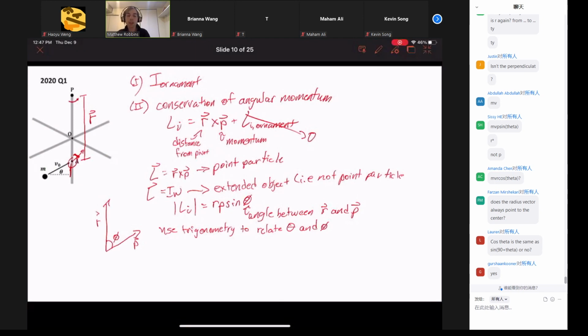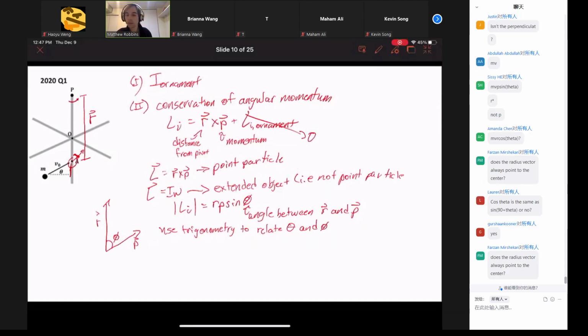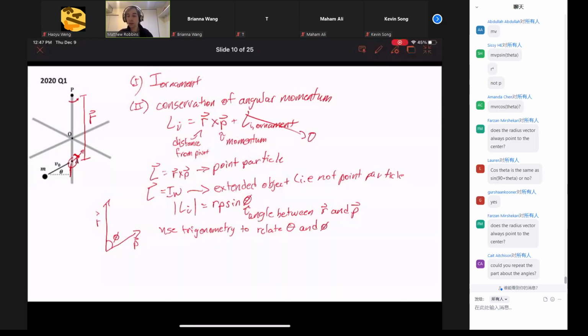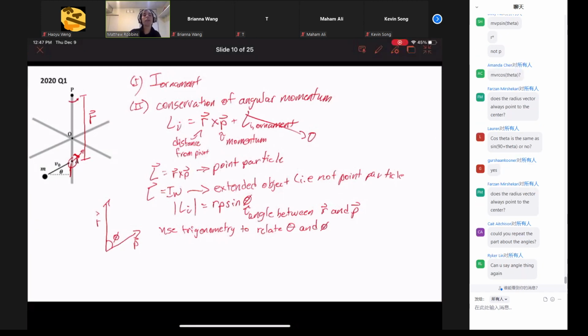Any questions about this before we go on? Does the radial vector always point to the center? So the radial vector is always going to be from your pivot to your object. Or, sorry, from your pivot point to your momentum.